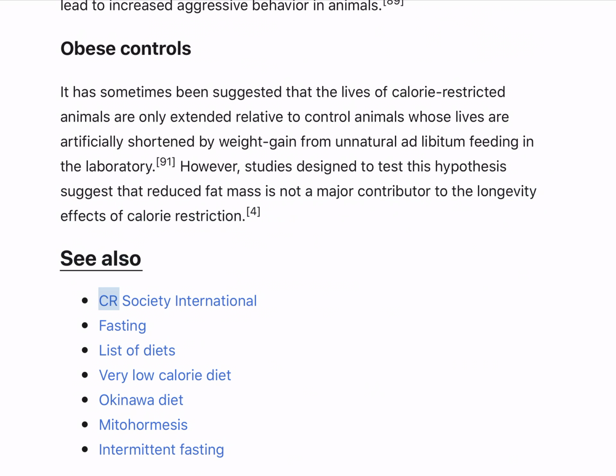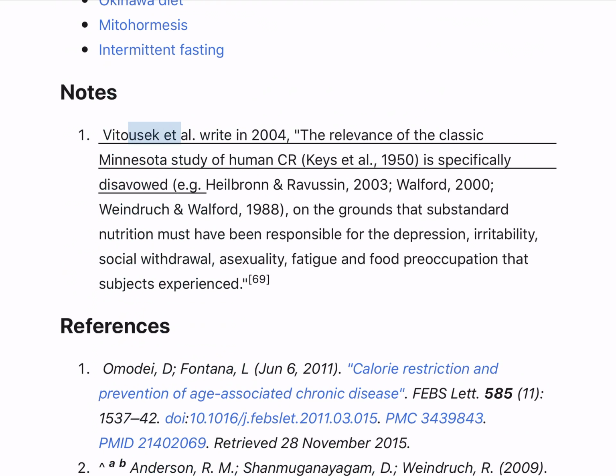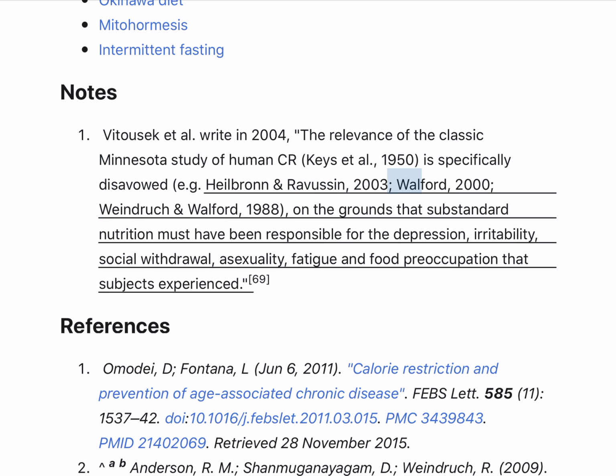See also: CR Society International, Fasting, List of Diets, Very Low Calorie Diet, Okinawa Diet, Metahormesis, Intermittent Fasting. Notes. Vitousek et al. wrote in 2004 that the relevance of the classic Minnesota study of human CR, Keys et al., 1950, is specifically disavowed. For example, Heilbronn and Ravussin, 2003, Walford, 2000, Weindruch and Walford, 1988, on the grounds that substandard nutrition must have been responsible for the depression, irritability, social withdrawal, asexuality, fatigue and food preoccupation that subjects experienced.